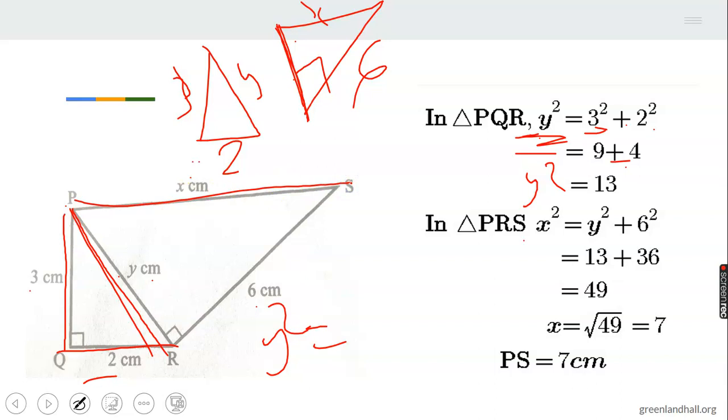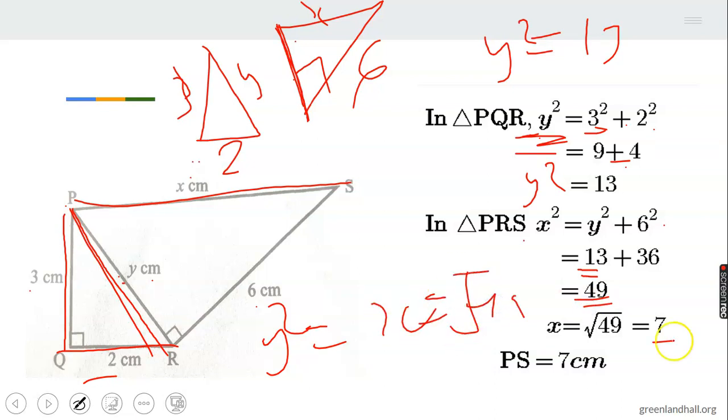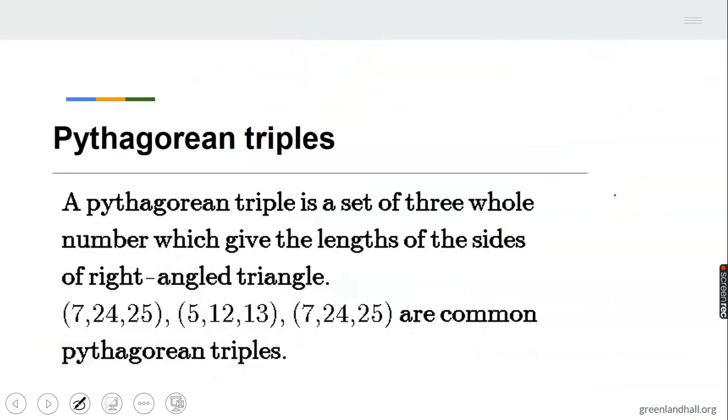That is x square equals y square plus 6 square. And our y square equals 13. Just put it directly inside this second expression. Now 13 plus 36 will be 49. Now the square root of 49 equals 7. That means our PS equals 7, and our PR equals the square root of 13.